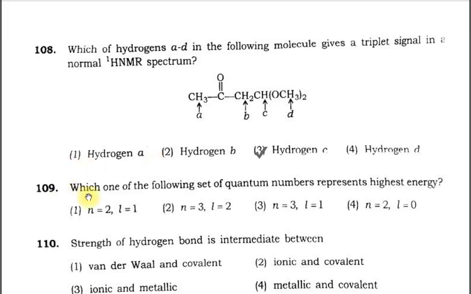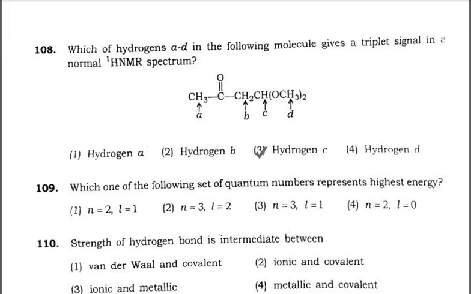Question number 109. Which one of the following sets of quantum numbers represents the highest energy? Number 1, n is equal to 2, l is equal to 1. Option 2, n is equal to 3, l is equal to 2. Option 3, n is equal to 3, l is equal to 1. Option 4, n is equal to 2, l is equal to 0.